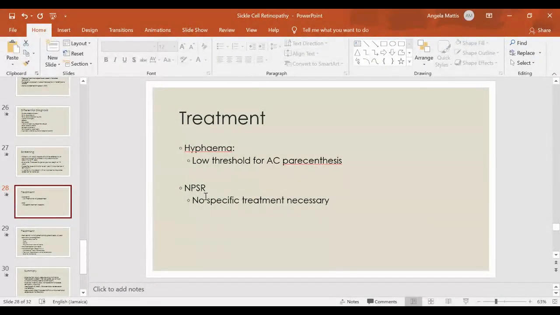Now, non-proliferative sickle retinopathy, we have no specific treatment. We do nothing about the salmon patch hemorrhages. We do nothing about the black sunburst because those lesions are in the far periphery. They do not threaten vision, so we leave them alone.